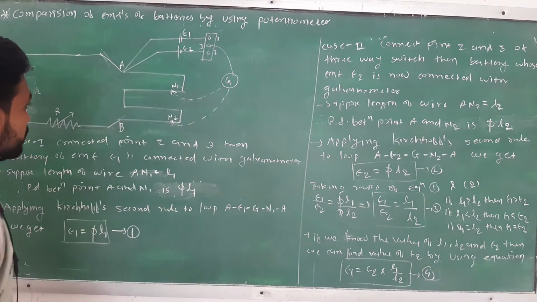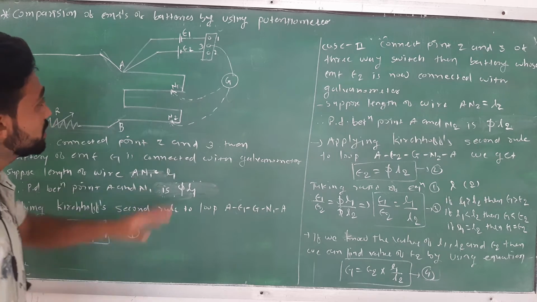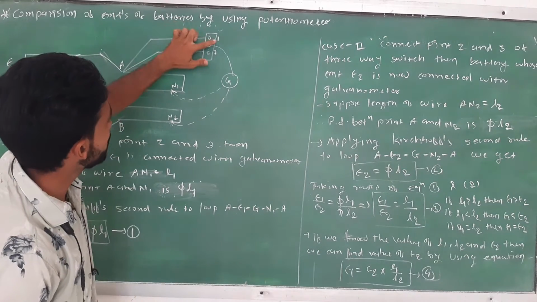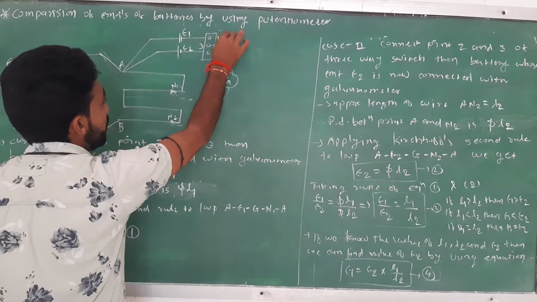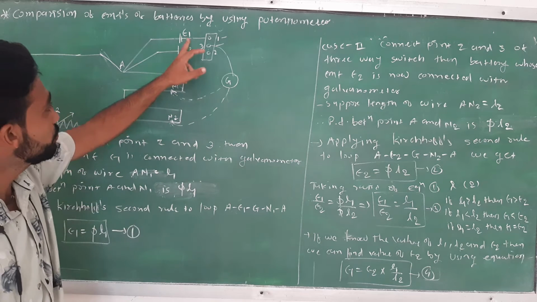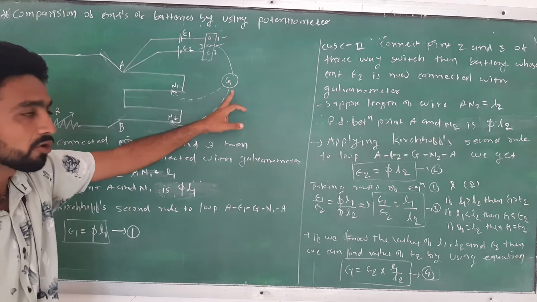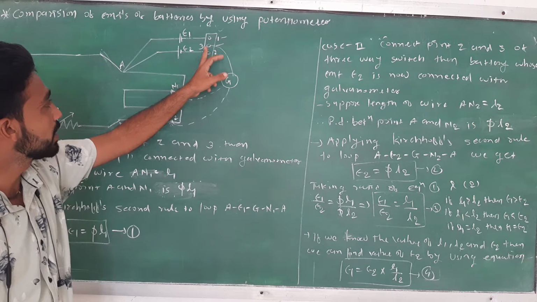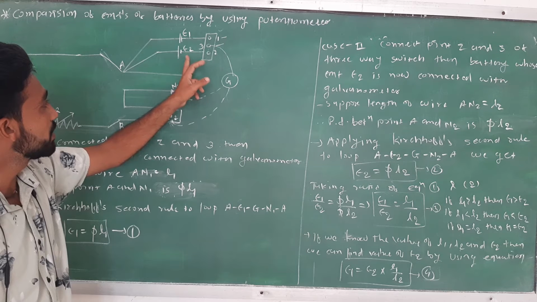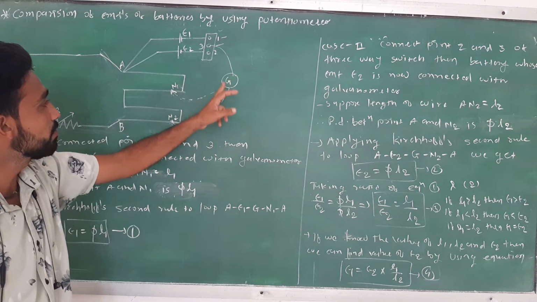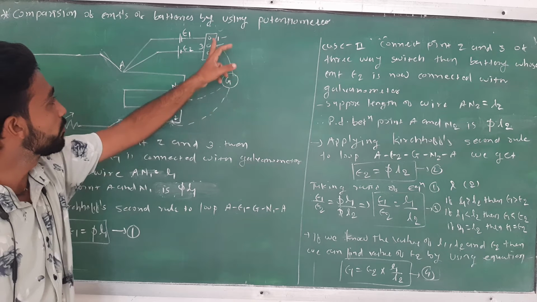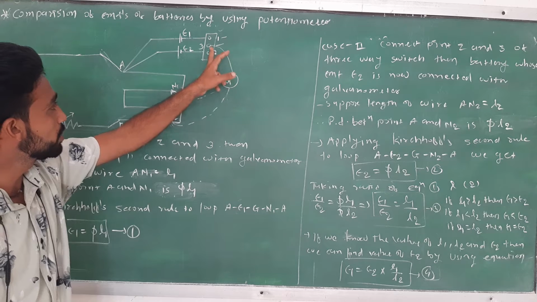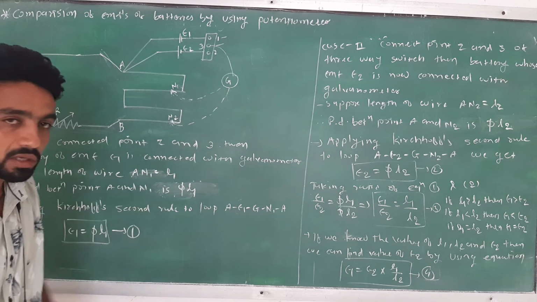Now we start. For that we consider two cases. You have noticed that this is a three-way switch. When you connect points 1 and 3, the battery whose EMF is epsilon 1 is connected with the galvanometer. When you connect points 2 and 3, the battery whose EMF is epsilon 2 is connected with the galvanometer.